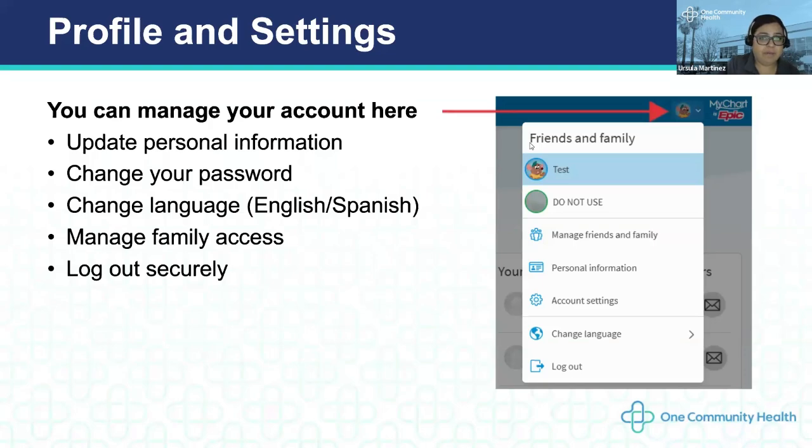Now, lastly, the profile and settings, which is on the top right-hand side of the screen. It should have your picture of yourself, if you have one, or it could be your initials, first and last name. This is where you can access, if you have multiple people on your account, your children, a significant other, if you have proxy authorization to be on their account, and you can manage them here. But you can also update your personal information, change your password, change language, and like I said, manage family access and log in and log out securely.